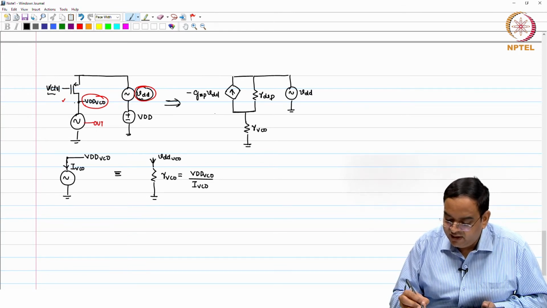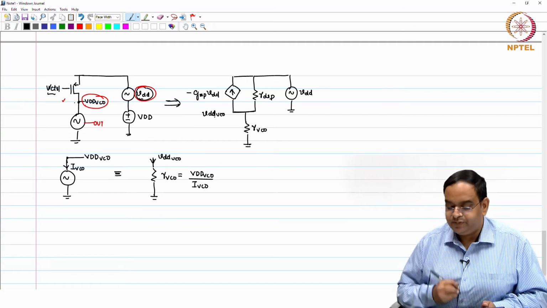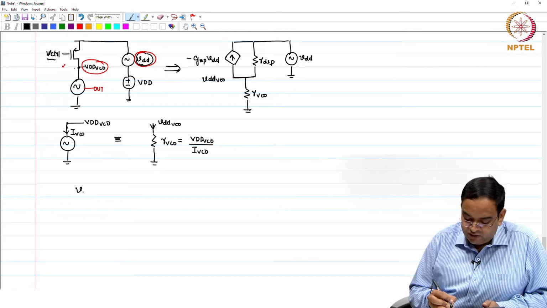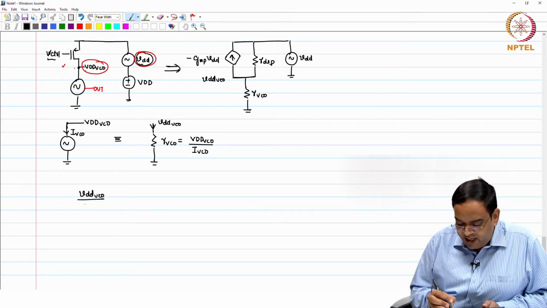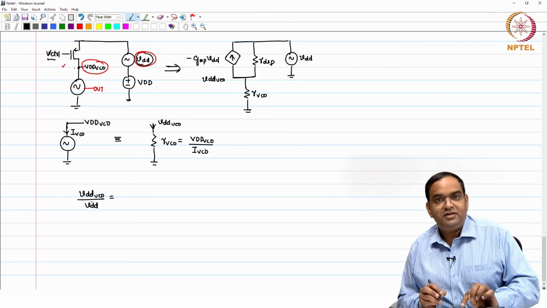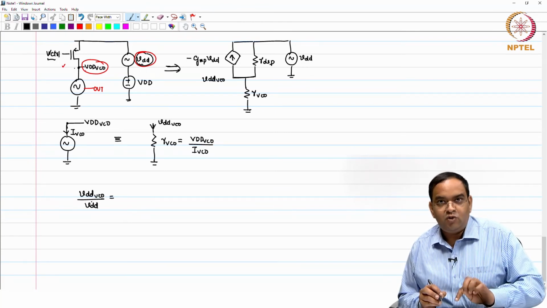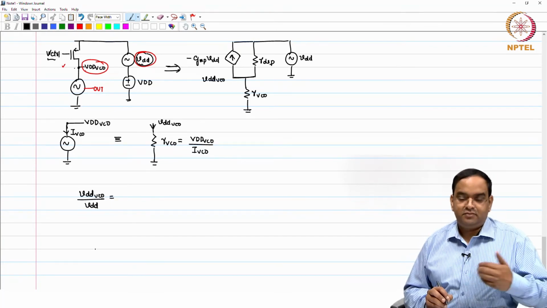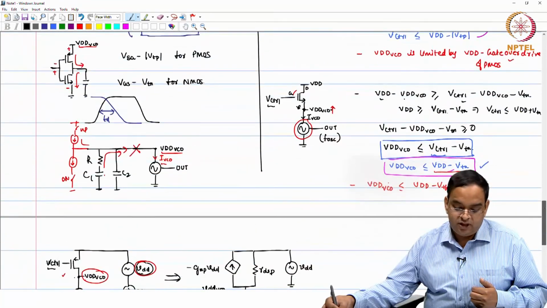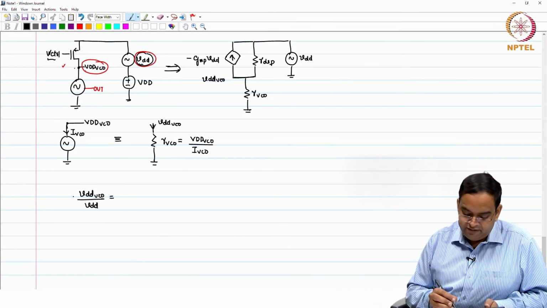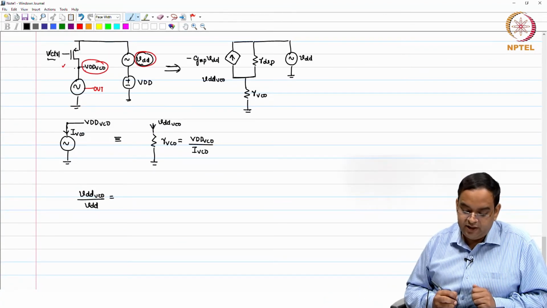This node, as I said, is small VDD VCO. So, using this, I need to find out what is small signal VDD VCO divided by small VDD. This will tell us how the supply noise is going to change the VDD VCO, and we know if you change VDD VCO, the frequency of the oscillator will change from our analysis for the delay part. So, if we find this, it will help us to find the supply noise rejection.